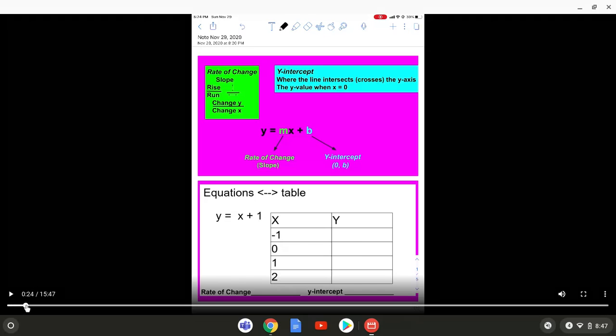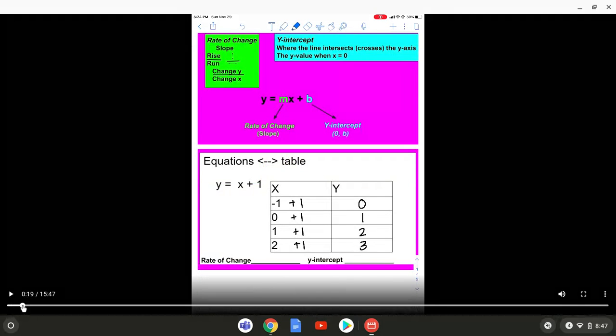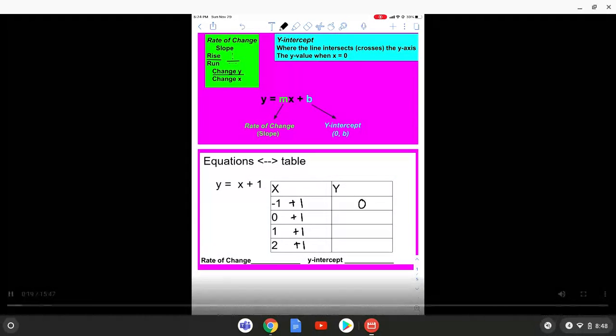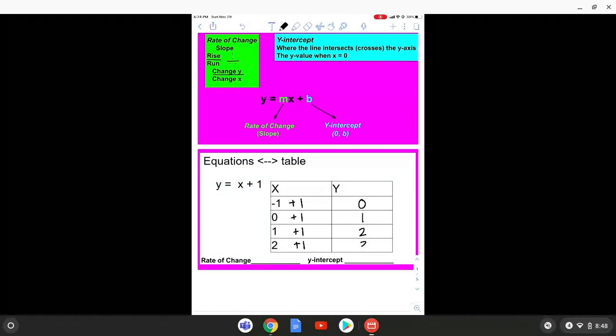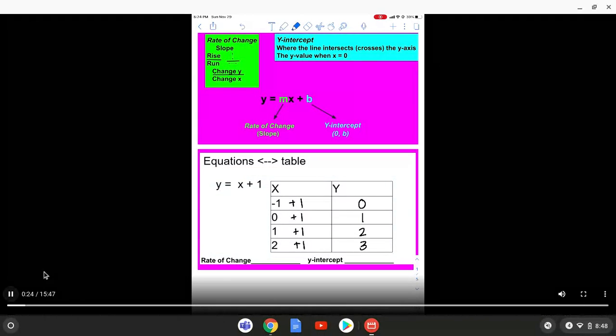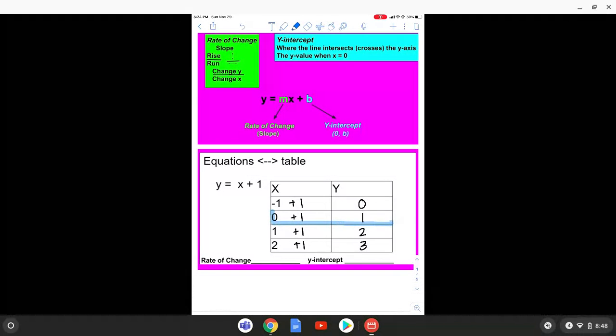So we're going to do an example here. I have y equals x plus 1. All that means is I'm going to take everything in my x column and add 1, and that's how I fill in the table. So here I'm going to now find my rate of change and my y-intercept. I'm just going to look for where x is equal to 0 and highlight that, because whatever's on the y side is my y-intercept. So here I see that when x is 0, y is 1. So my y-intercept is going to be the point (0, 1).